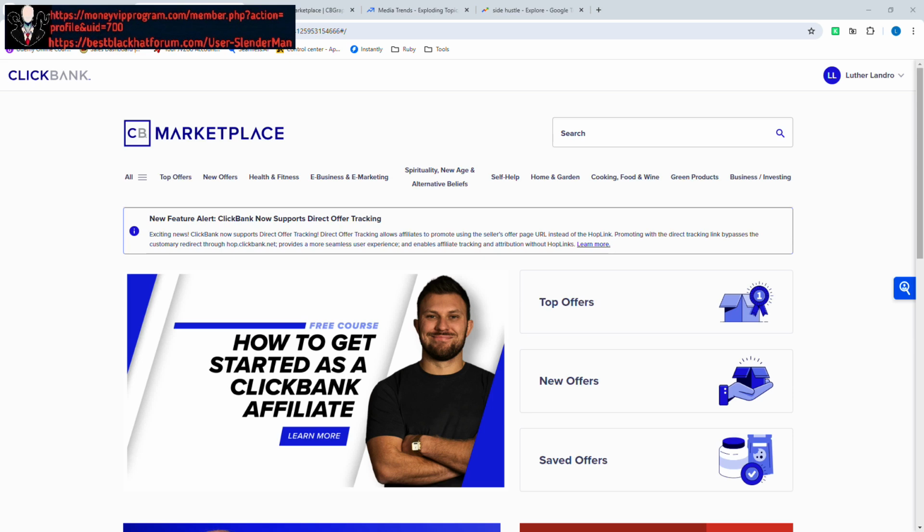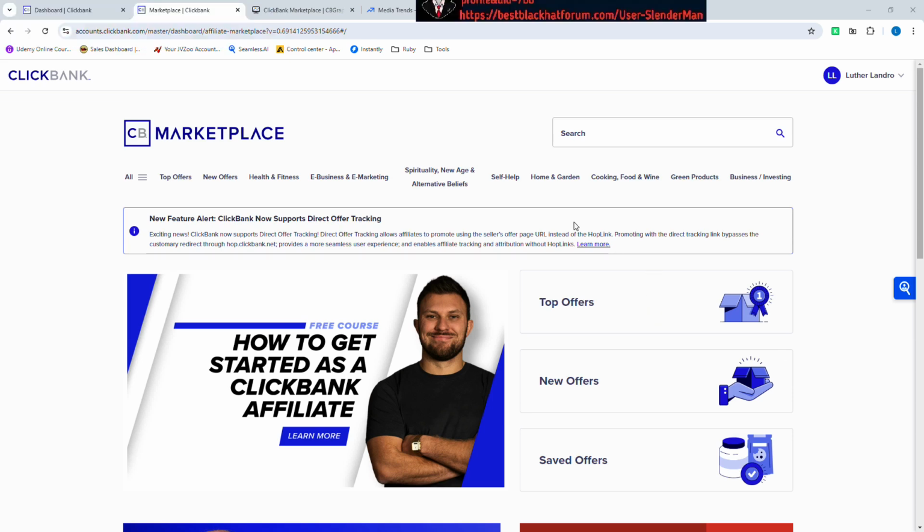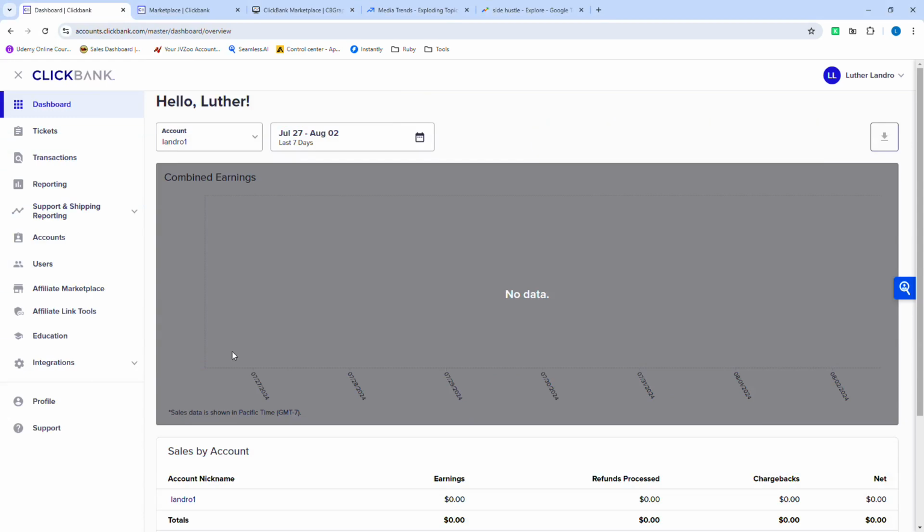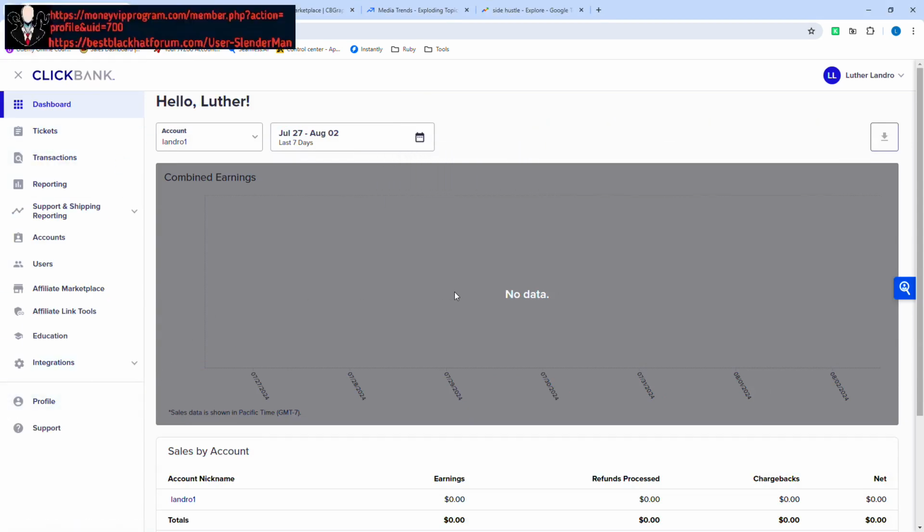Okay, hopefully by now you've created your account and you're over here at your dashboard. Here at your dashboard, you can see all the sales and data and whatnot. But then again, this is a test account, and if you're not promoting anything on ClickBank, you're not going to see anything here. But what we're really interested in is the marketplace. And over here is the affiliate marketplace.